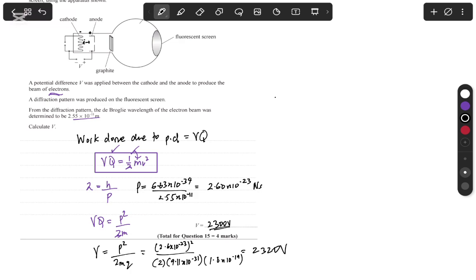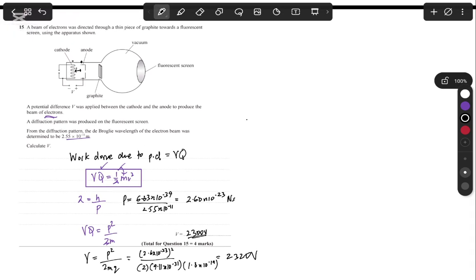Now I'm going to show you the mark scheme and the examiner report. I hope all the questions were clear, and that's all.